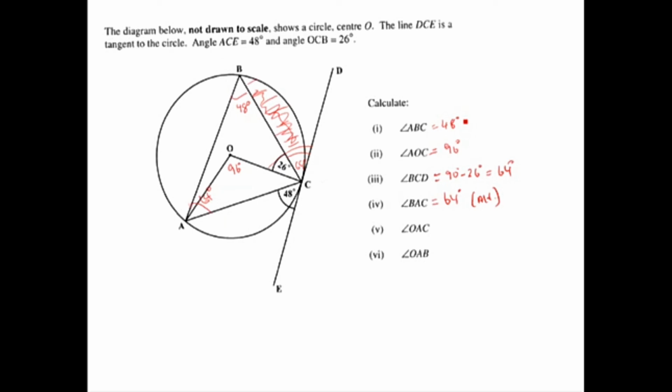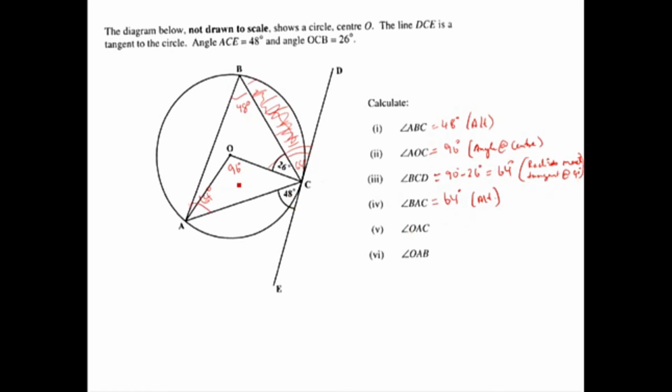This one was also alternate segment theorem. This one here was angle at center twice angle at circumference. And this was what? Radius meets tangent at 90 degrees. They're perpendicular.